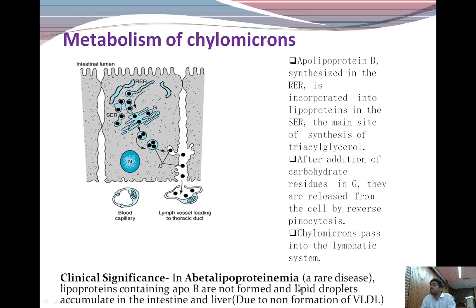So what happens in abetalipoproteinemia, which is a rare disease? Abetalipoproteinemia means beta lipoprotein is deficient. Lipoproteins containing ApoB are not formed, and lipid droplets accumulate in the intestine and liver due to non-formation of VLDL. So in abetalipoproteinemia, the lipids cannot come out into circulation, because for lipid to come out in circulation it requires chylomicron from the intestine and VLDL from the liver. VLDL and chylomicron maturation will not happen because of the absence of beta lipoprotein. So all the lipids will get accumulated in the intestine and liver.